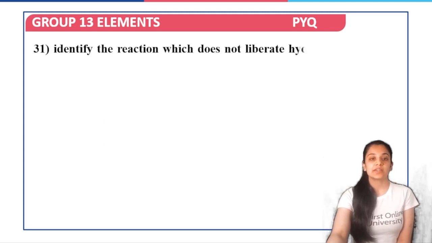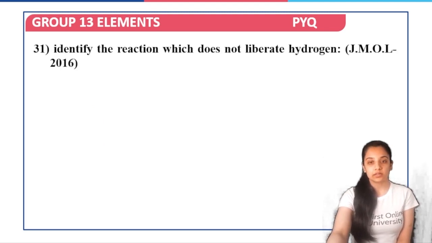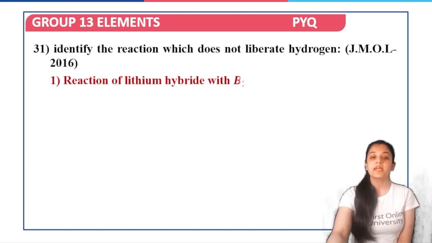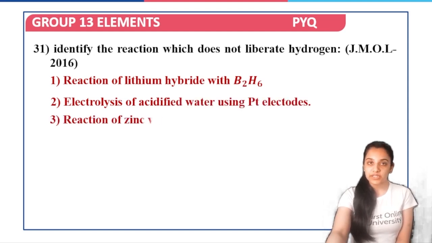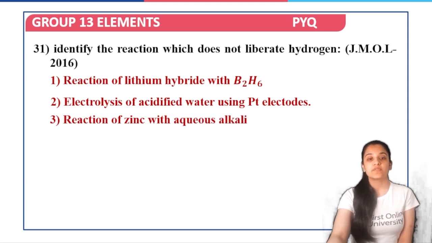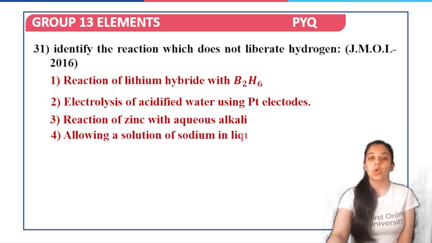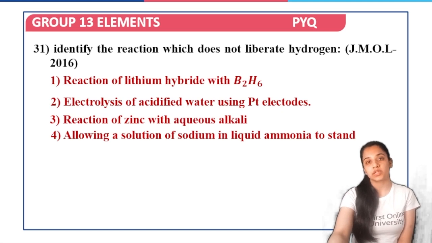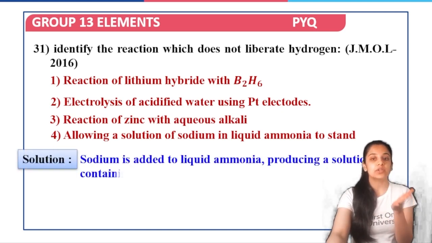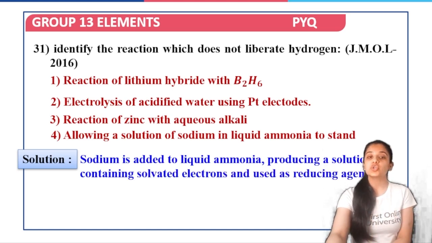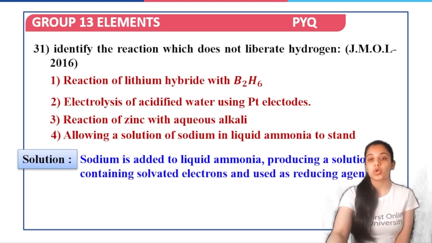Next question is, identify the reaction which will not liberate hydrogen, that is H2. Reaction of lithium hydride with B2H6, it liberates. We have seen that. Then electrolysis of acidified water using platinum electrodes, it does. Reaction of zinc with aqueous alkali, or allowing a solution of sodium in liquid ammonia to stand. Here sodium is added to liquid ammonia, producing a solution containing solvated electrons, and that is used as a reducing agent.